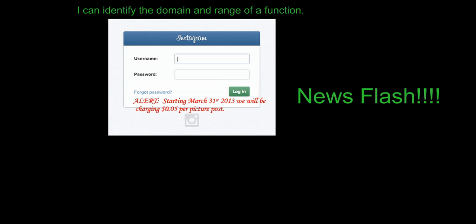So, math friends, today we're going to talk a little bit about domain and range of a function. I was out on the internet, looking for ways that I could talk to you, or interesting situations where we could address domain and range of a function.